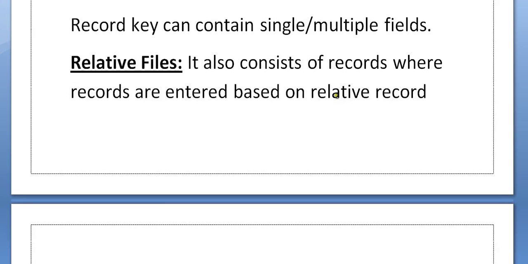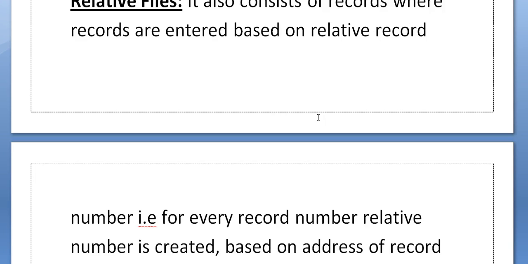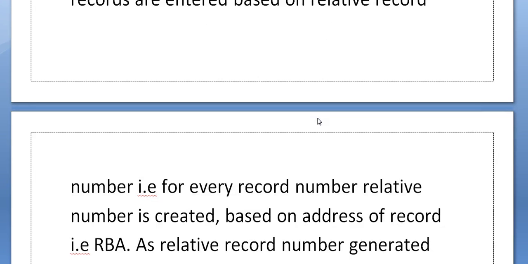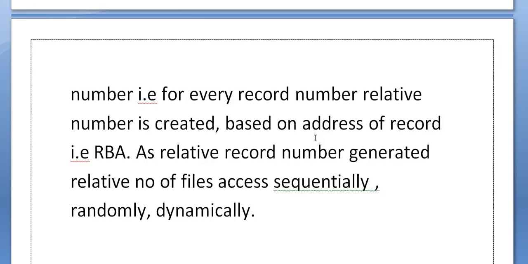So that was about the indexed file. Coming to the relative file, it also consists of records where records are entered based on relative record number. That is, for every record, a relative number is created based on the address of the record, that is RBA. Whereas in an indexed file we have an index, in a relative file we retrieve the record based on its relative address.